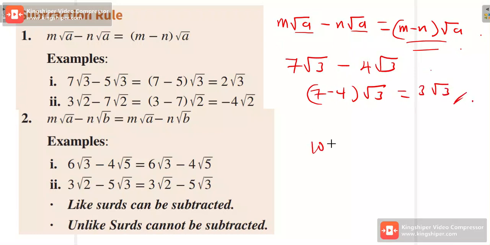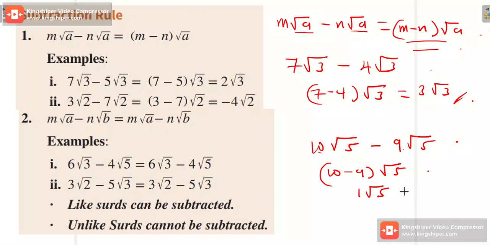Another one is 10 root of 5 minus 9 root of 5. So here we have 10 minus 9, then root of 5, which gives us 1 root of 5. This can be simplified as root of 5 without writing the 1, because we know that every set is already multiplied by 1. So that becomes the answer.